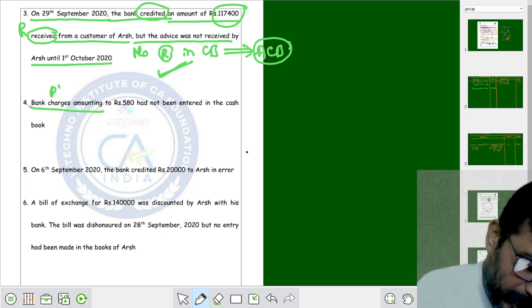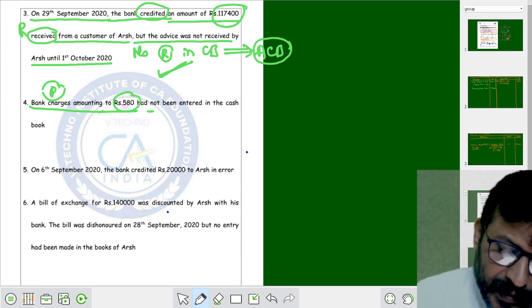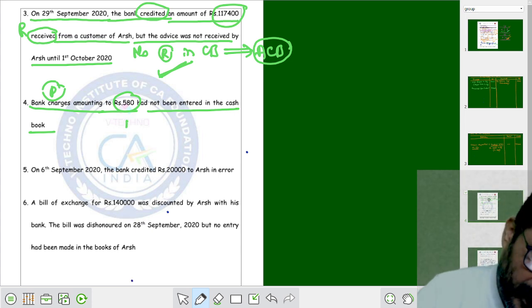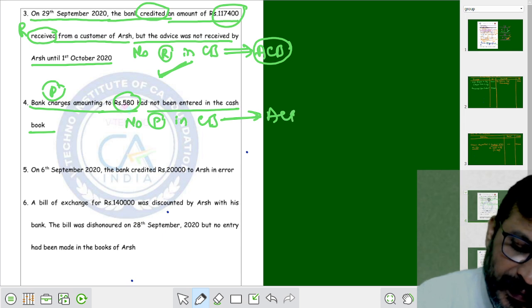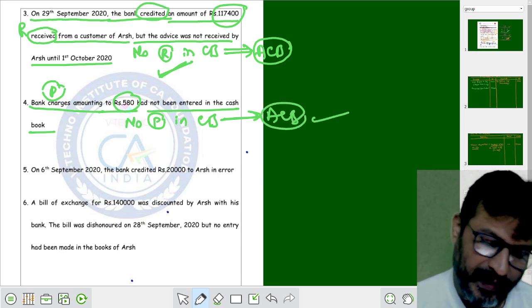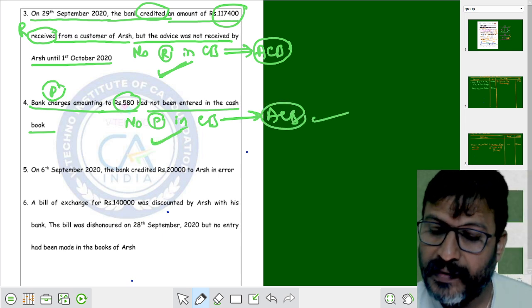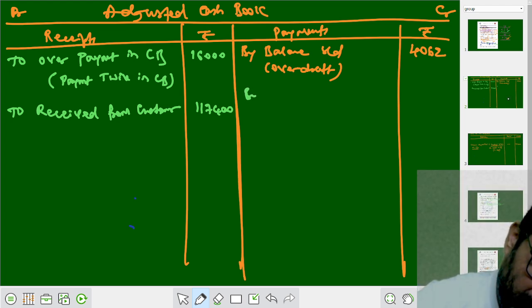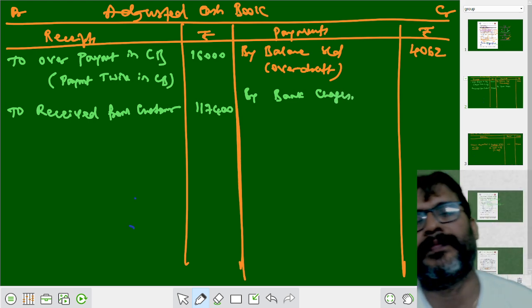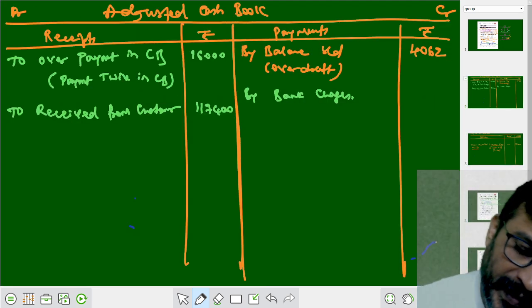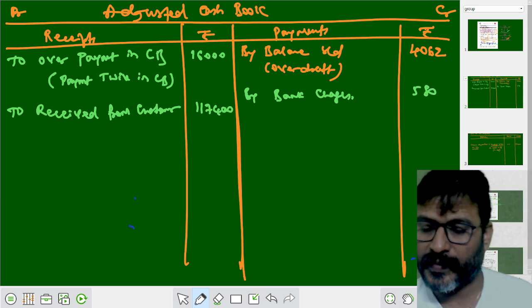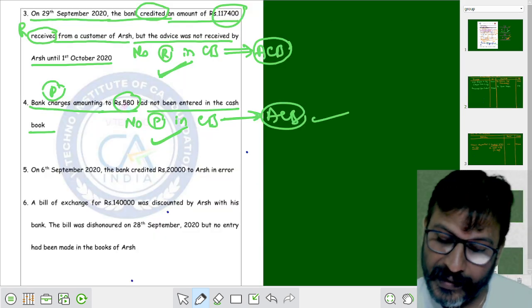Bank charges means payment, 580. Not entered in cash book means what? No payment in cash book. When no payment in cash book, again it comes in ACB. What side? No payment means payment side. So on the payment side, we have to write by bank charges. How much bank charges? I think it is 580, right? Yes, we have to take 580. See the next one. I hope you people are understanding, right?